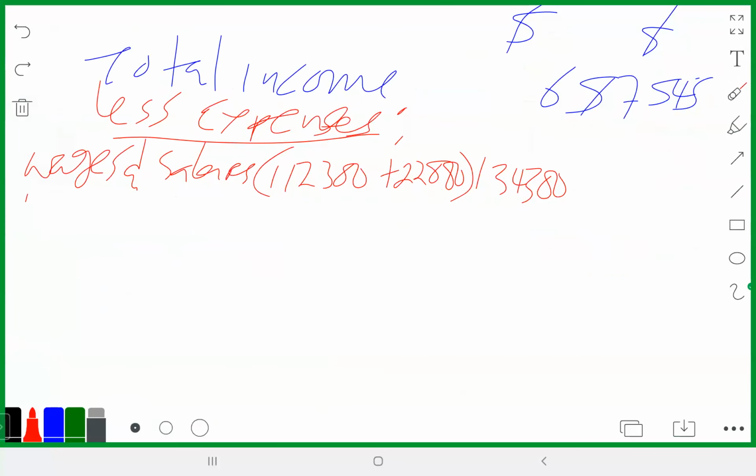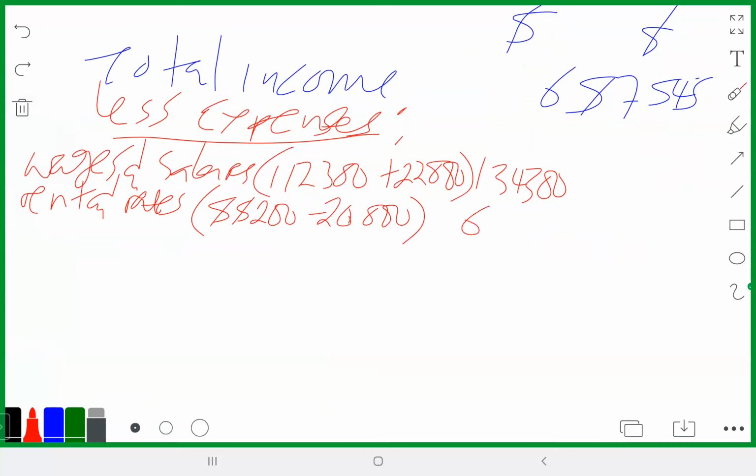So we can write rent and rates: 88,200 minus 20,000. What is the difference? 68,200.